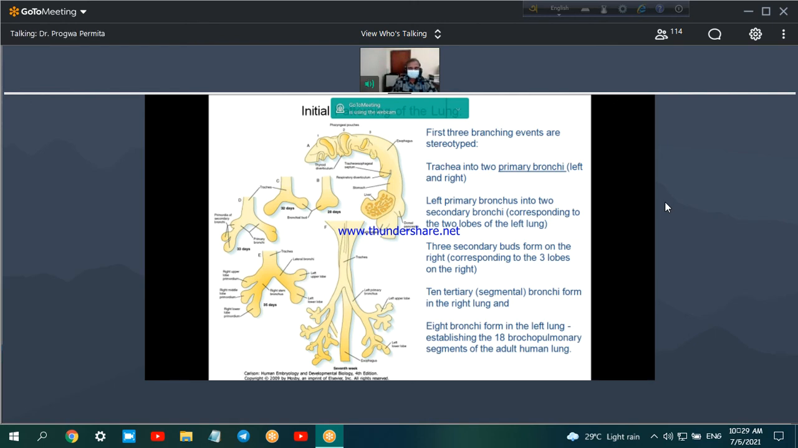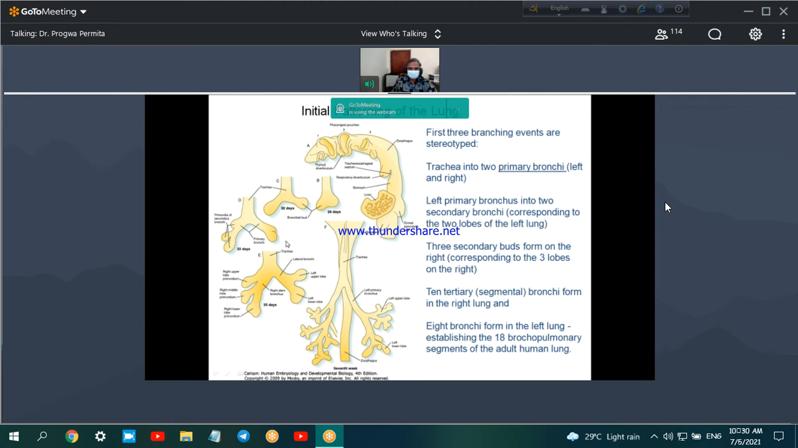So during patterning of the lung, how does patterning occur? The first three branching events are stereotyped. The trachea divides into two primary bronchi, left and right, also called principal bronchi. In the lung bud, at 32 days, it divides into left and right primary bronchi.